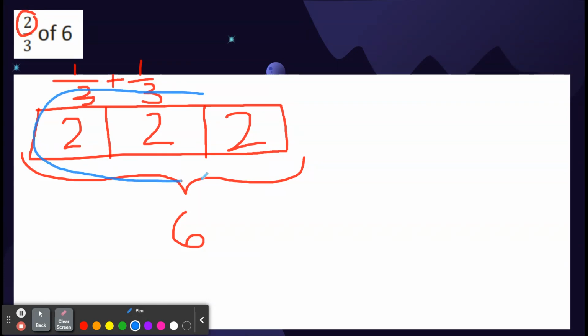this portion of my strip diagram is going to be 2/3. So 2 plus 2 equals 4. So 2/3 of 6 is equal to 4.